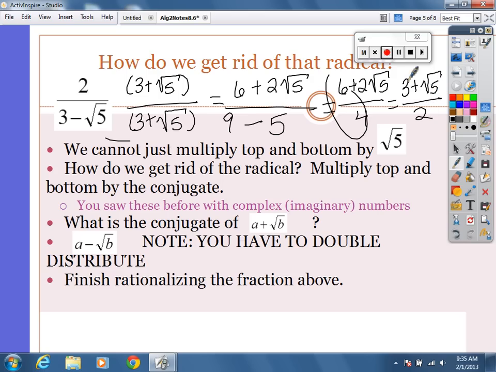And this is a nicer form for us because there's not a radical in the denominator, so the denominator was rationalized, which is what we are trying to do to begin with. Those two fractions are equivalent.